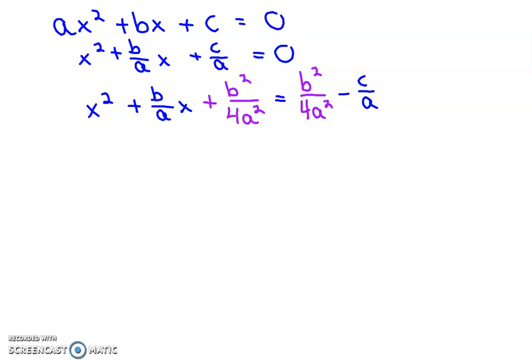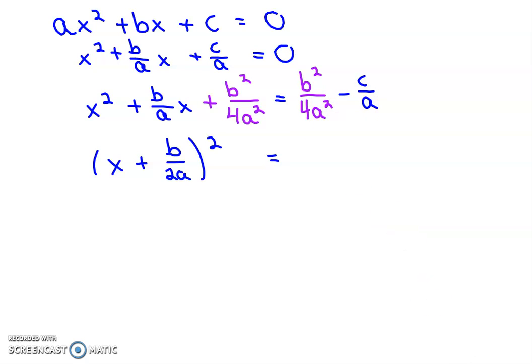Okay. Now, we have a perfect square trinomial here, just like we've always liked to have, so we can factor it now. Again, the number right here is going to be half of this number, so b over 2a, that's half of b over a, squared. And then, oh my, look at this mess right here. Okay, well, I can't combine these things until I have a common denominator.